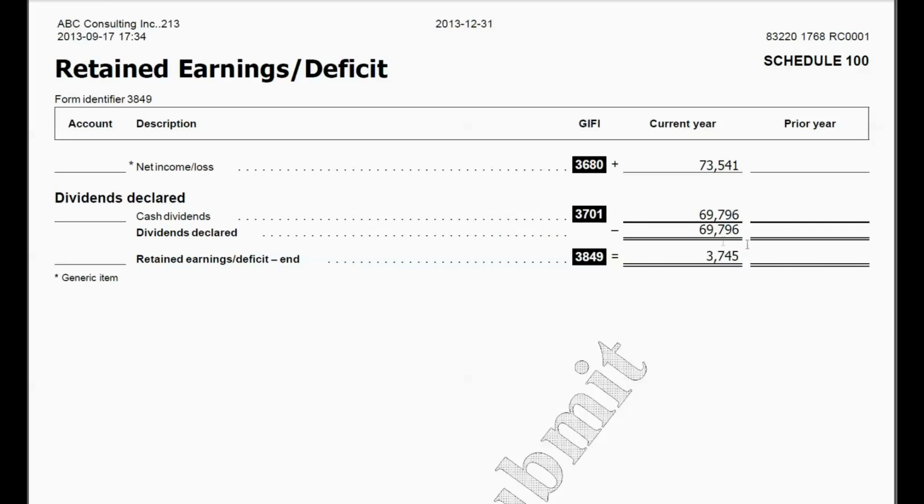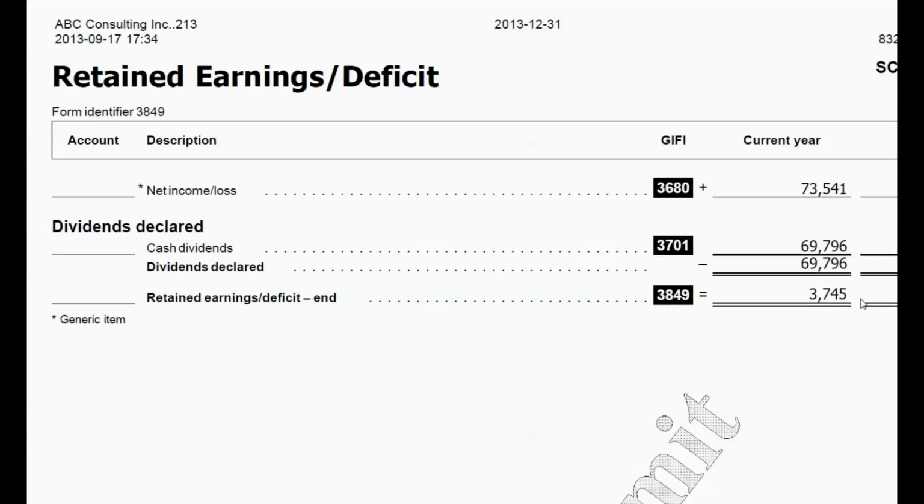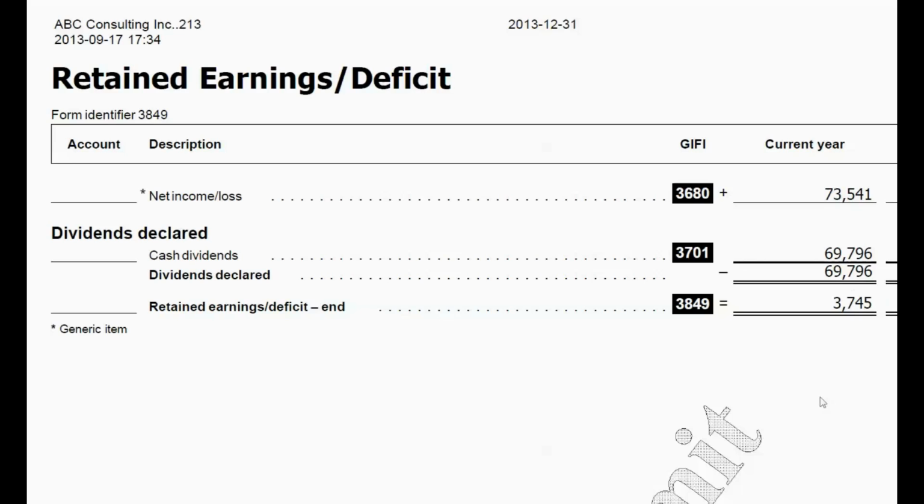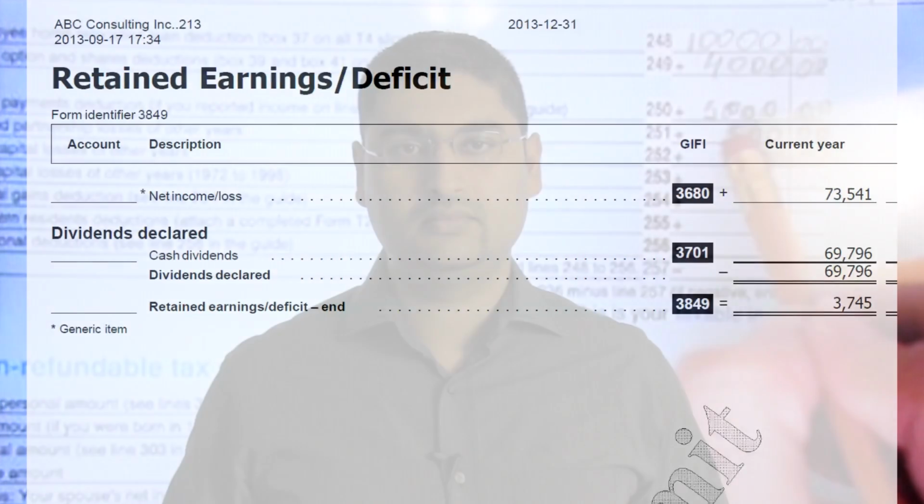Retained earnings is $3,745. It's calculated as the net income for the year, $73,541 per GIFI code 3680, less the cash dividends paid during the year, $69,796, represented by GIFI code 3701. In our client's example, retained earnings is also equal to shareholders' equity.